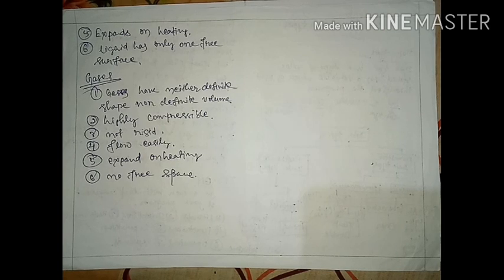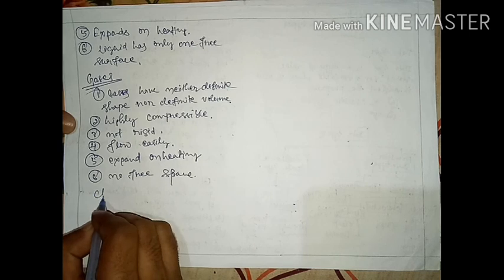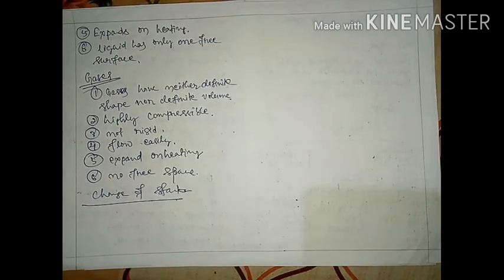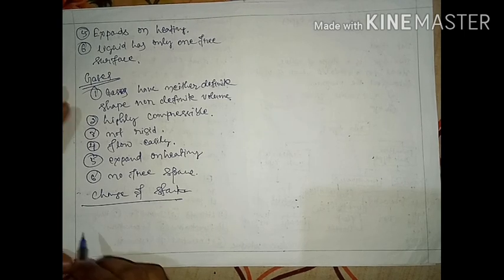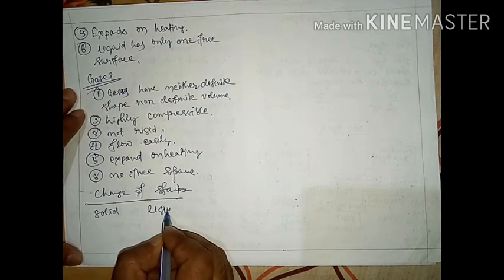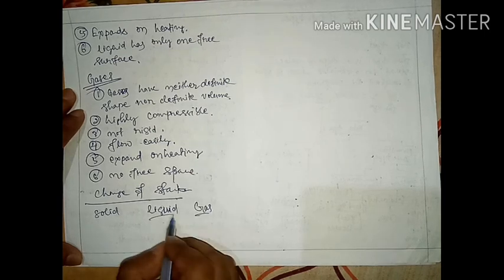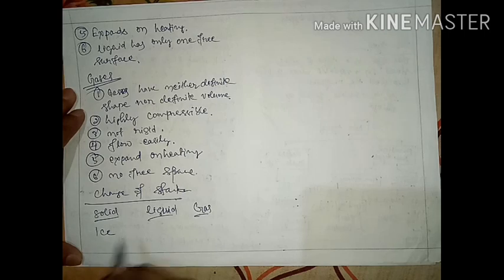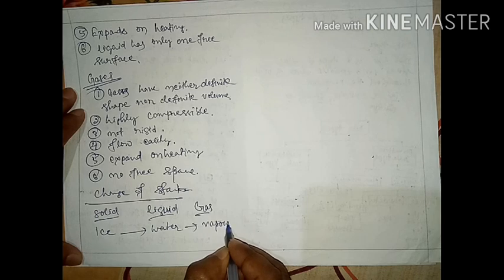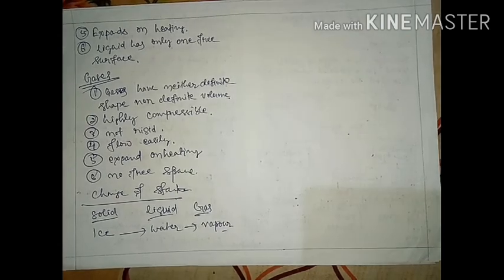Now we are going to another topic, change of state. If I ask you, students, to give me an example of any substance or matter which you have seen in all three states, you can easily say, sir, water. Here we take solid, liquid and gas. Solid is ice. When you apply some heat, it converts into liquid, that is water. And when you again apply some heat, it converts into vapor, water vapor. Understood? So these are the changes of state.